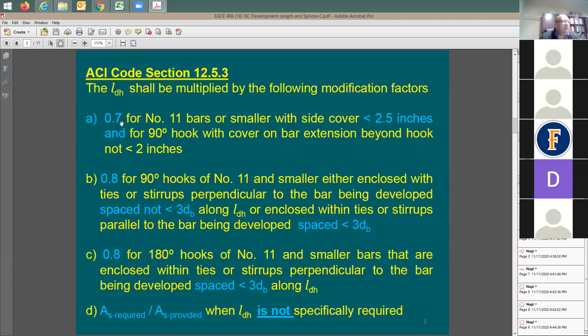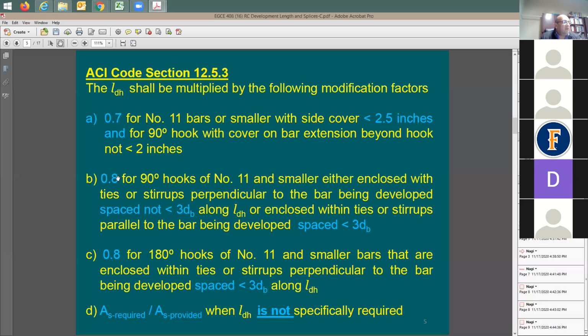It says you have a reduction factor of 70%. So you can use 70% of the length. So the reduction factor is going to be a 30% reduction, which means 0.7. It's for number 11 bars or smaller. In this case, that was number 8, so this is good. With side cover not less than 2.5 inches, and for 90-degree hooks with cover on the bar extension beyond the hook not less than 2 inches. So if you have a cover of 2 inches and a 90-degree hook, I should be able to use this 0.7.